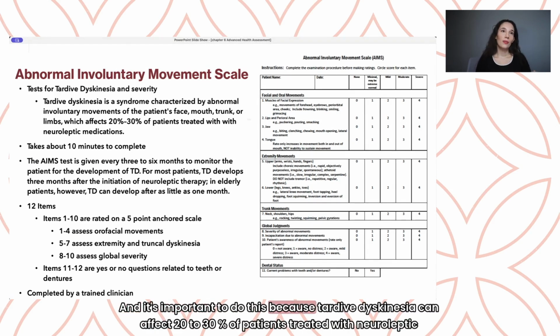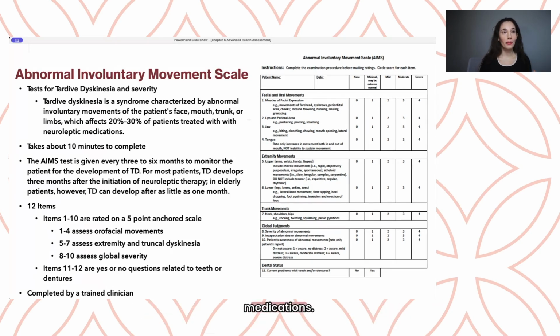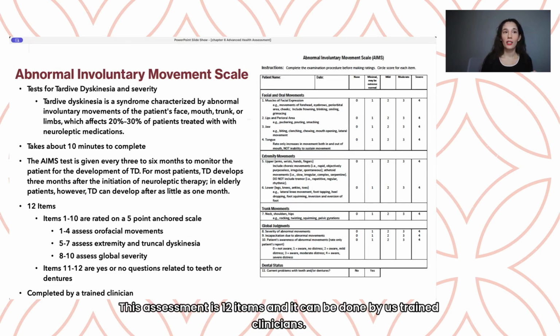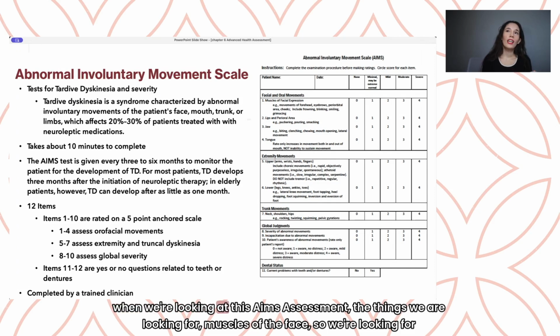And it's important to do this because tardive dyskinesia can affect 20 to 30% of patients treated with neuroleptic medications. This assessment is 12 items, and it can be done by us trained clinicians. All right. Actually, we're going to go back once more. So when we're looking at this AIMS assessment, the things we are looking for.